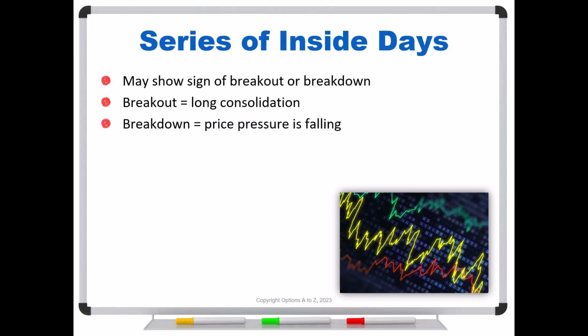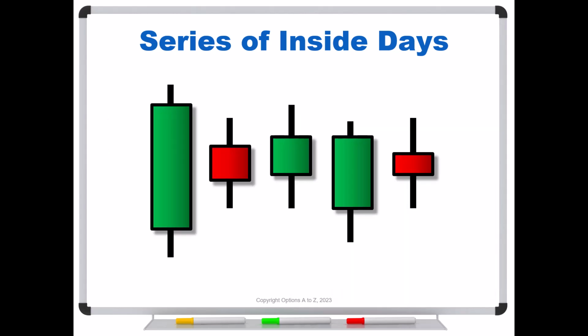It could be a breakdown just because price pressure is falling. We don't have quite the numbers of buyers out there, or maybe the buyers aren't willing to put as much pressure onto that price, not willing to bid as high for it. So this is, again, where it gets confusing. There's not a real clear-cut way to say whether it's the sign of a breakout or a breakdown. And in these cases, traders must use other forms of technical analysis to try to lean towards which side it might be.